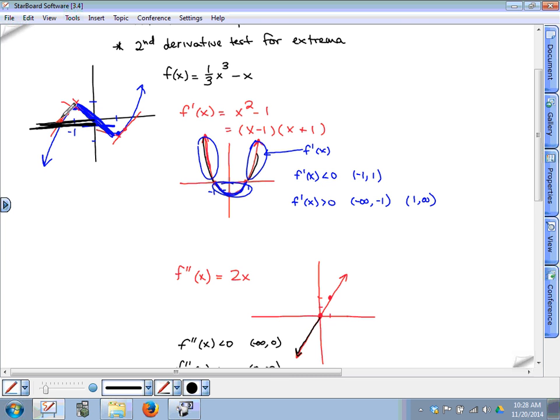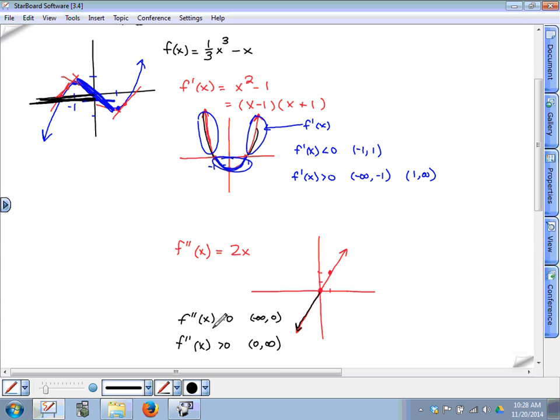What did we say about this portion of the graph in terms of its concavity? It's concave down. Why would we say concave down? Because its second derivative is negative. The second derivative is negative from negative infinity to 0, right? So this piece of the graph is concave down. That makes sense now. Okay?